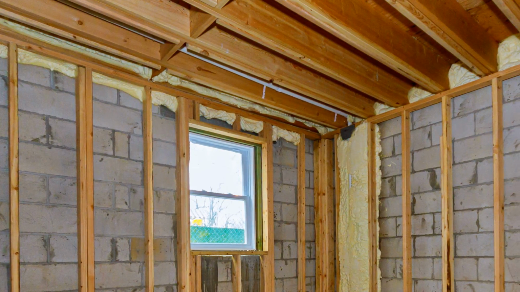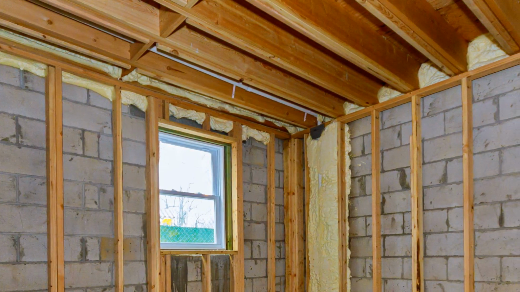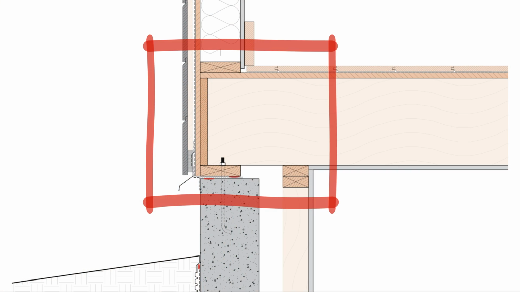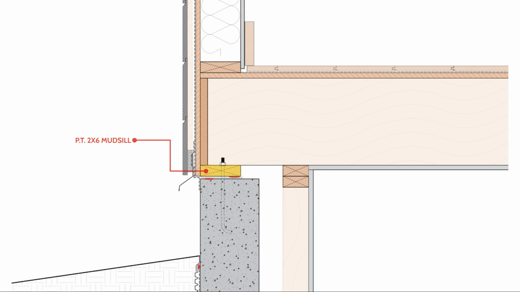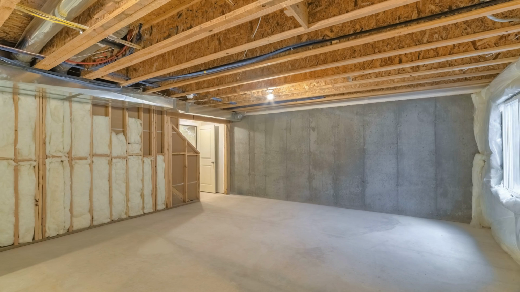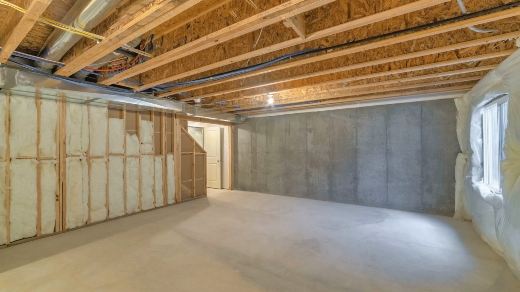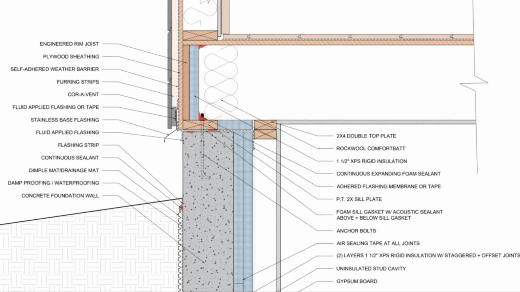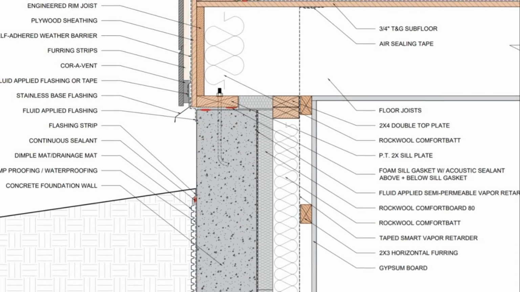Air sealing and insulating are essential at the rim joist connection in basements and conditioned crawl spaces, as the rim joist is the junction between many various building components, such as the mud sill, the interior framing, the subfloor, and the exterior sheathing. A range of different air sealing and insulation strategies can be used at the rim joist, such as closed cell spray foam, rigid insulation and sealants, and taped smart vapor retarder membranes.